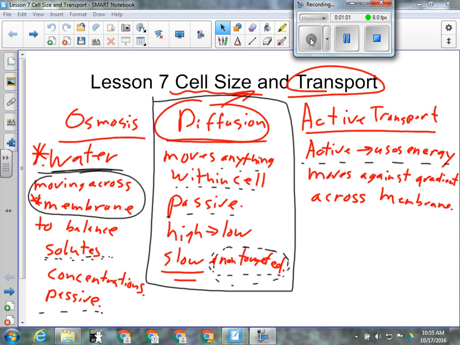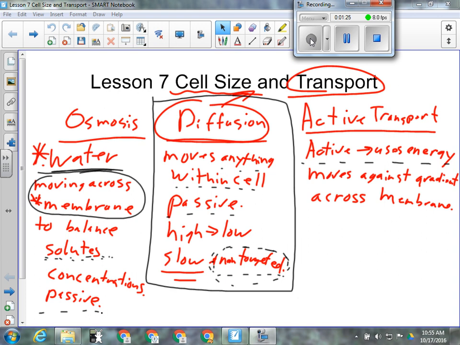Now, remember, osmosis is across the membrane. Osmosis doesn't work within the cytoplasm. It doesn't move stuff from place A to place B in the cell. That is where diffusion works. Diffusion moves anything. Any material can be moved by diffusion as long as it's already in the cell. So this moves anything within the cell.